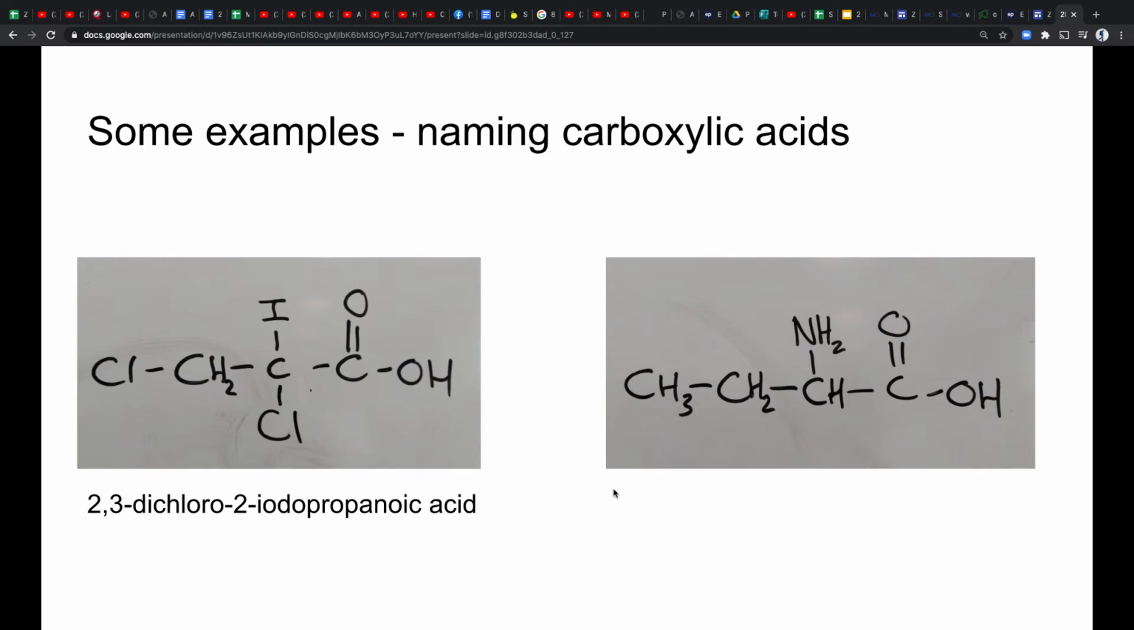Cool. What about the second compound? What should we name that? Lulu. Figuring it out? Alex, what do you think?